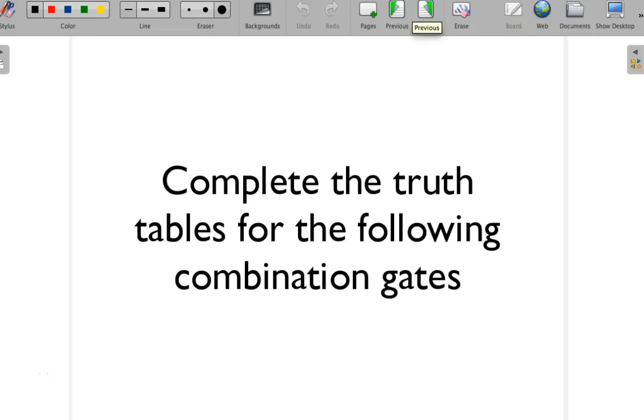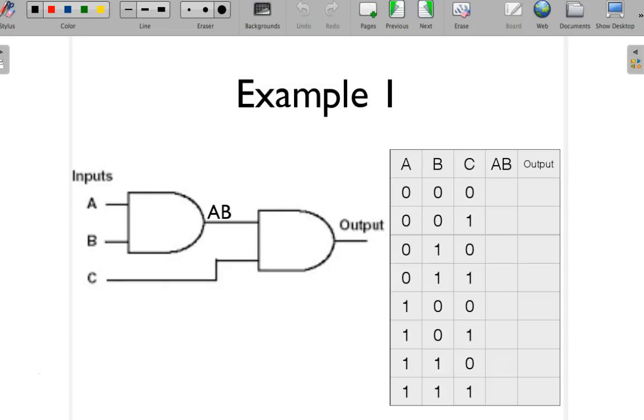Now here are two examples. It says to complete the truth table for the following combination gates. In this example, we have two gates. We have two AND gates. The first gate takes input A and B and outputs it as AB. Well, I am calling it AB for this example. And the output AB combines with the input C in another AND gate to produce the final output.